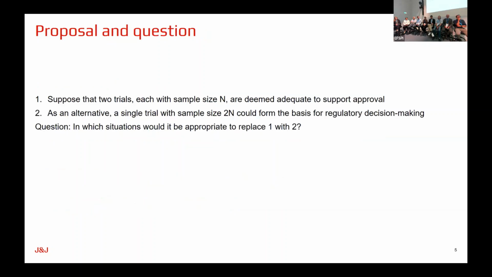So my modest proposal: I think there have been other proposals to say we should use phase 2 data, we should use mechanistic models, etc., to replace one trial. But here I'm not talking about really replacing any data. I'm just saying, if we do 2 trials, each with sample size n, and that is deemed adequate to support approval, well, what about one trial with sample size 2n? And then you could debate the alpha level, but let's say one side alpha squared for the sake of argument. In which situations could 2 replace 1 here?